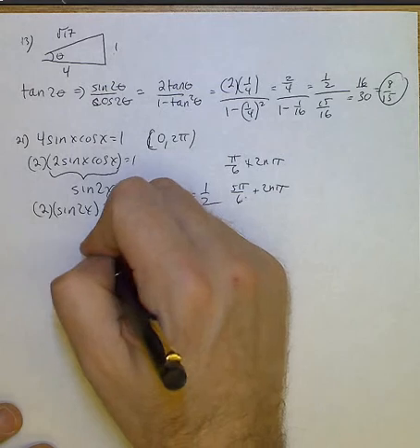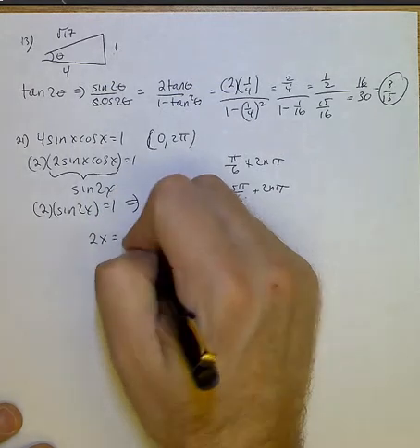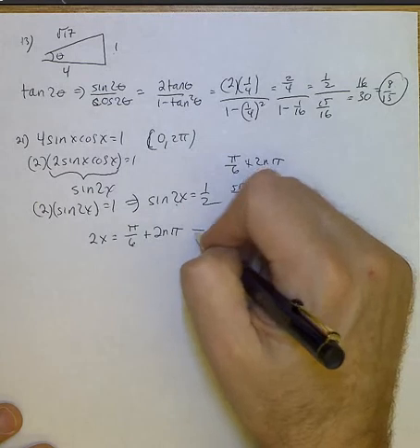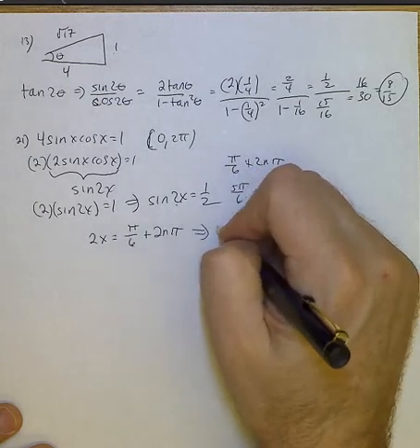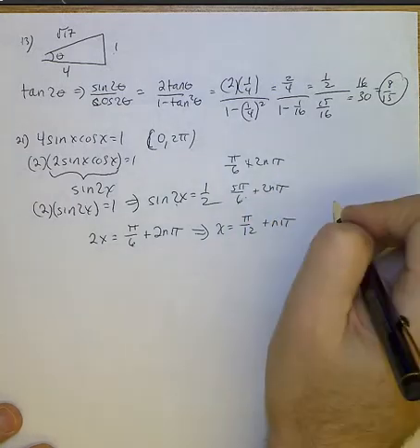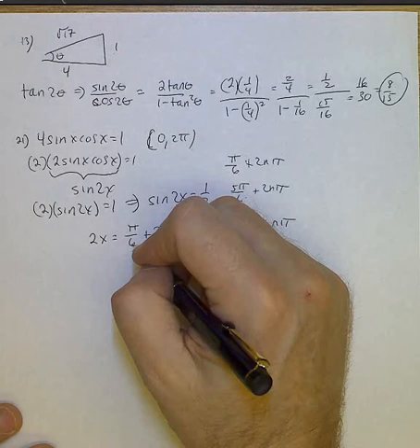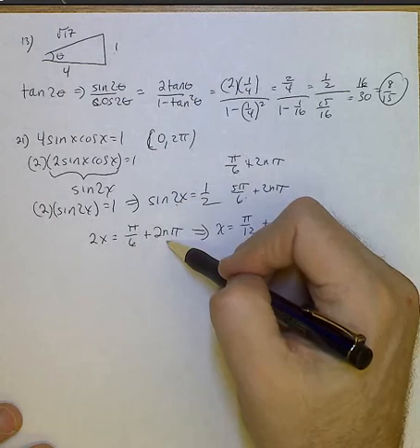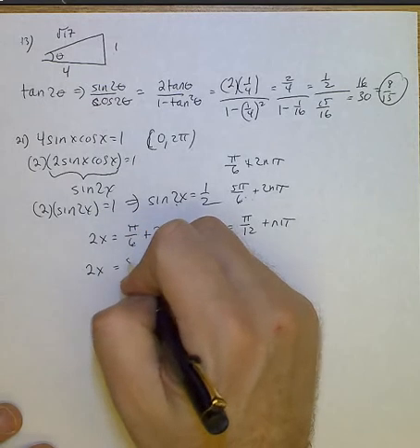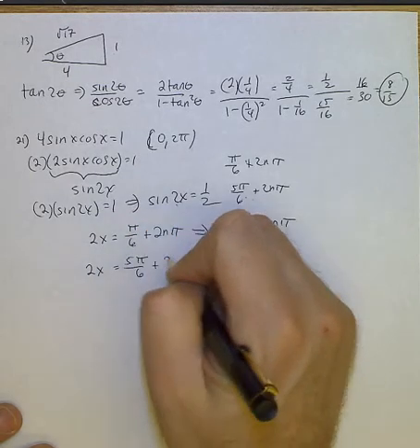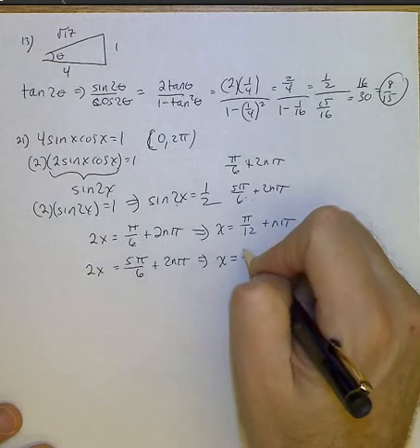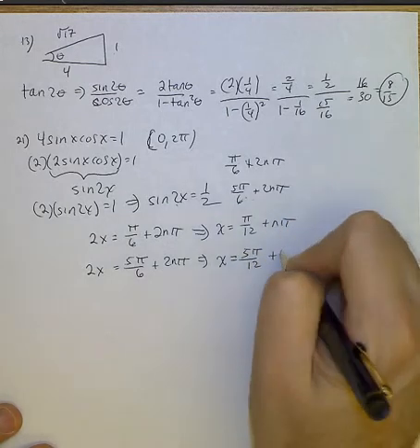So we have 2x equals pi over 6 plus 2n pi. And when we divide by 2, we get x equals pi over 12 plus n pi. We have to divide by 2 both here and here. Then we do the other angle, the second quadrant angle. When we divide by 2, we get x equals 5 pi over 12 plus n pi.